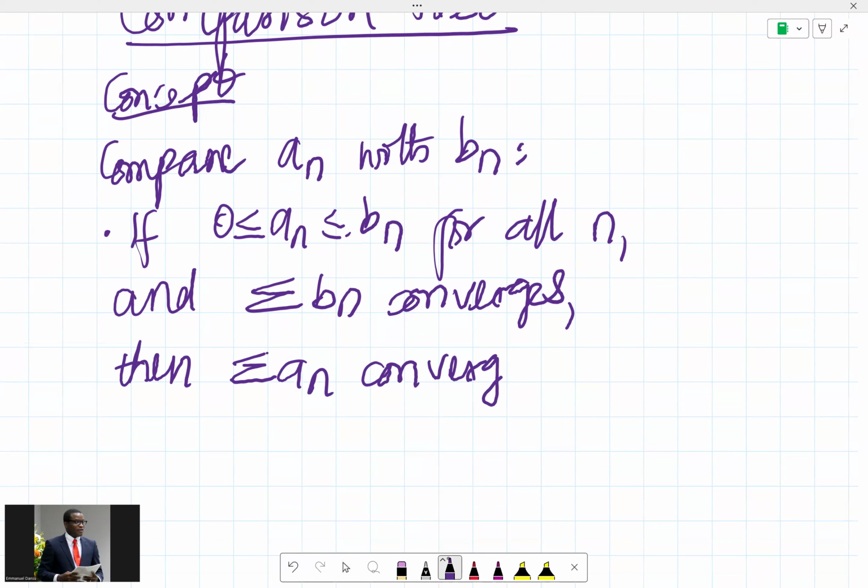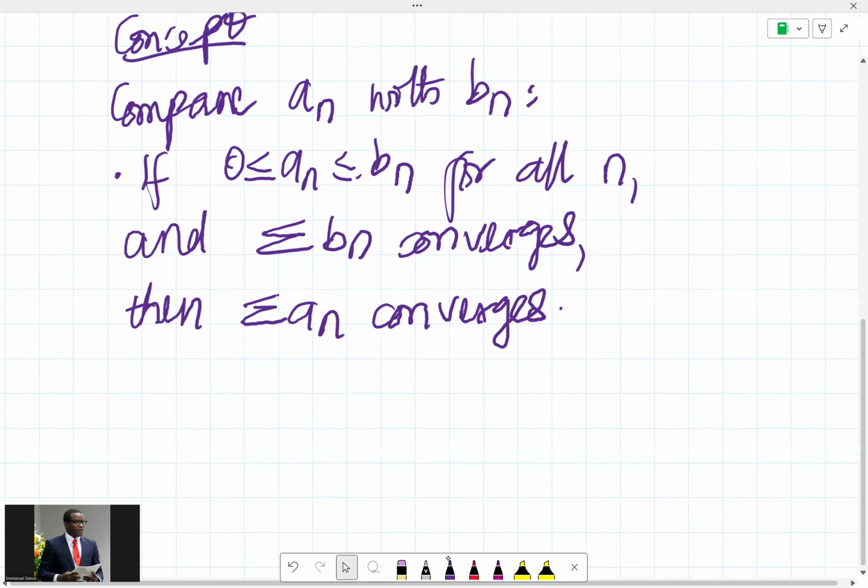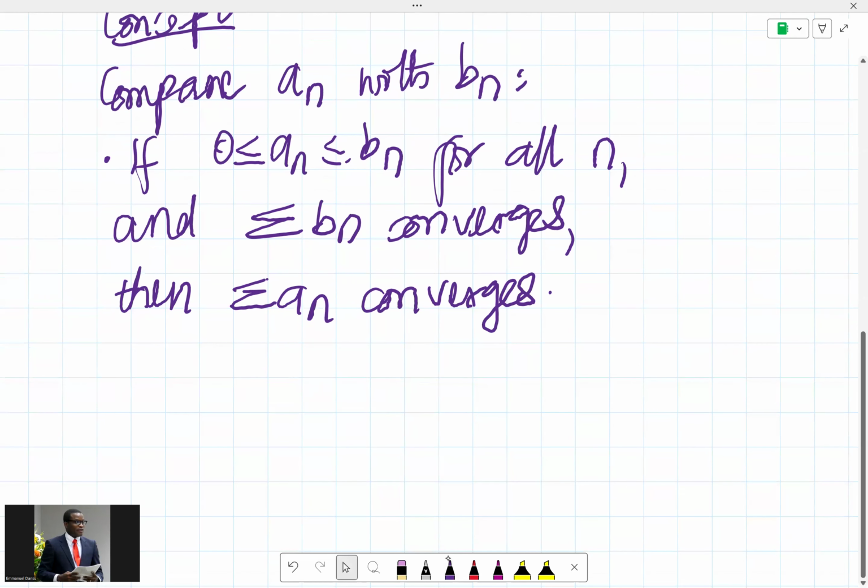So look at all those conditions. Given the sequences AN and BN, if sequence AN lies between 0 and BN for all N, and the series BN converges, that automatically means that AN, which is between 0 and BN, also converges. That is one aspect of that.